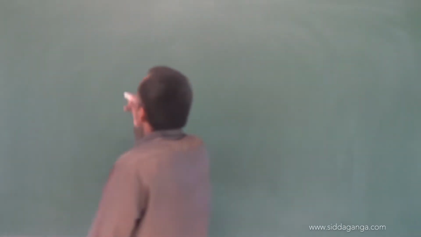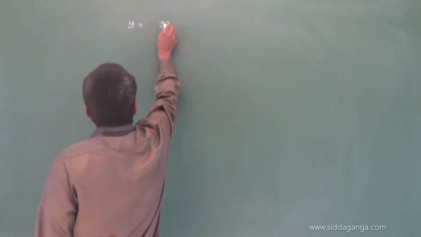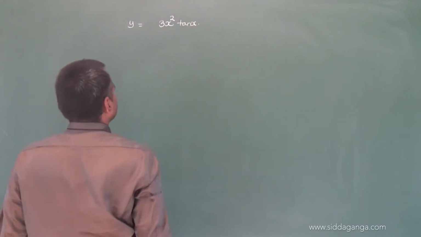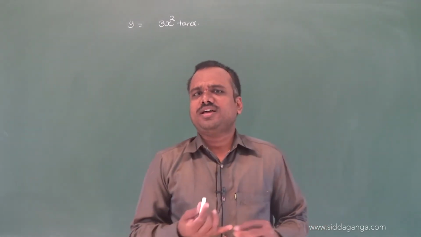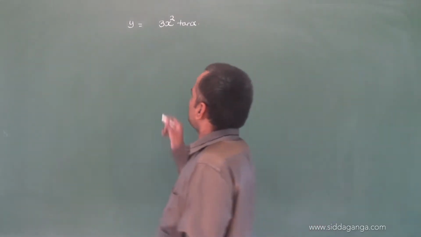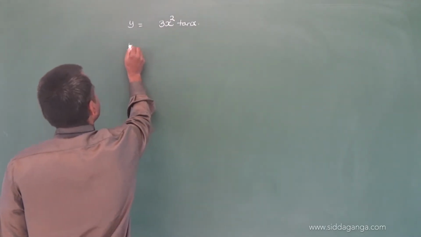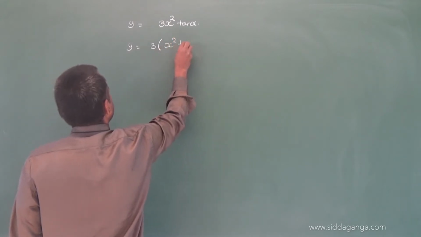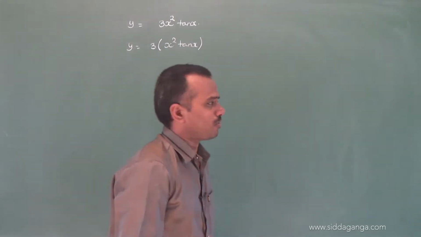Better take one more problem. Y is equal to 3x square into tan x. If suppose he has given like this, 3x square into tan x. So the constant, if you write outside, no problem. Y is equal to, I write like this, 3 into x square into tan x. It is no problem.